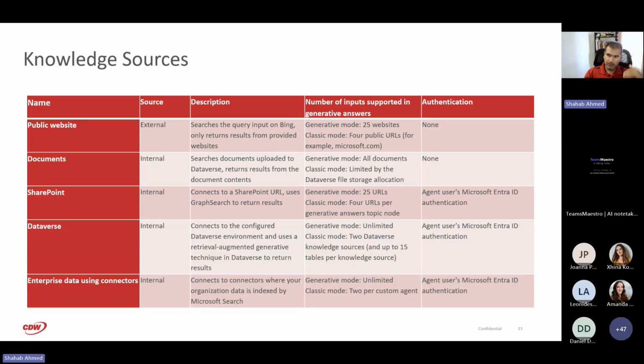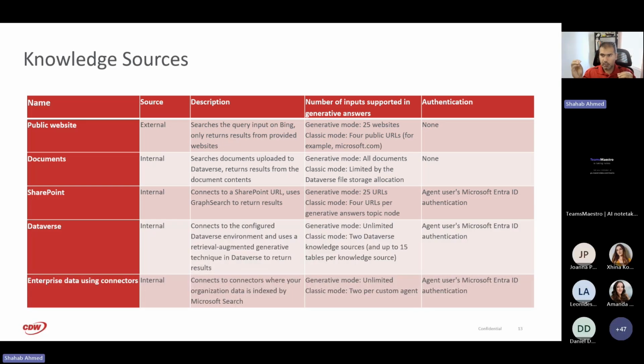And then the number of inputs that are supported, again, it's different between the generative piece and the classic piece. It's also, especially with SharePoint, in terms of the levels of depth that you can go to, that's also something that's changed. It used to be formerly just 2 levels of depth. So there's only certain specificity that you can introduce into it, right? So I would say figure those pieces out.